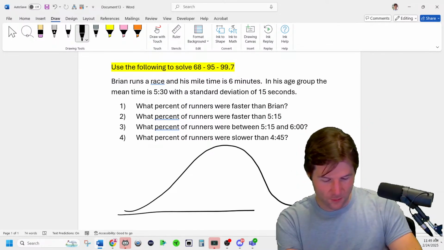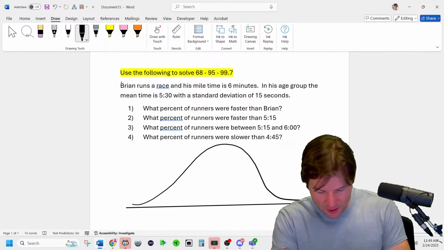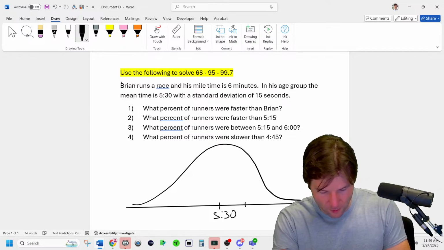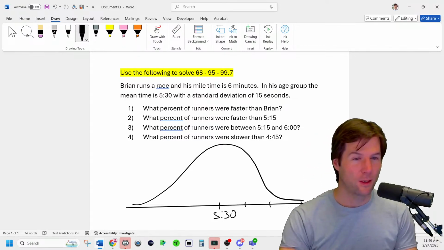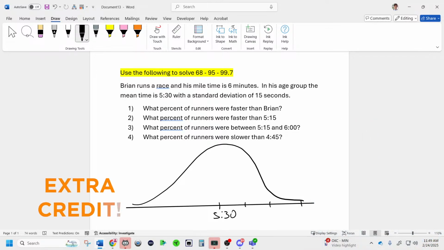So we draw the curve. And with the curve, what we're going to do is we're going to put at the center of the curve 530. Then we're going to go up 1, 2, 3. Yeah, Dawson's on the right track right there. See if you can solve the other ones, everybody. I'm going to be drawing this. This is what you should be doing to solve this question. So this is 5:45. This is 6 minutes.